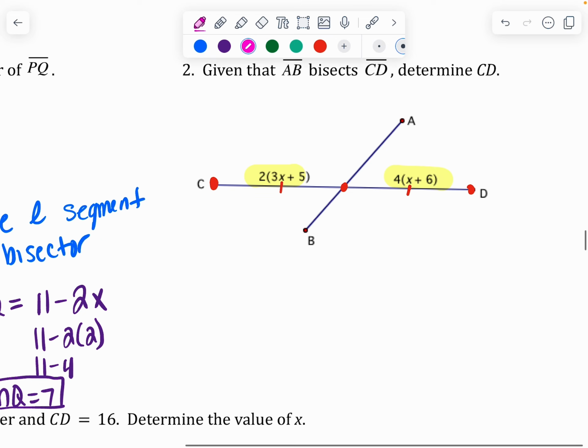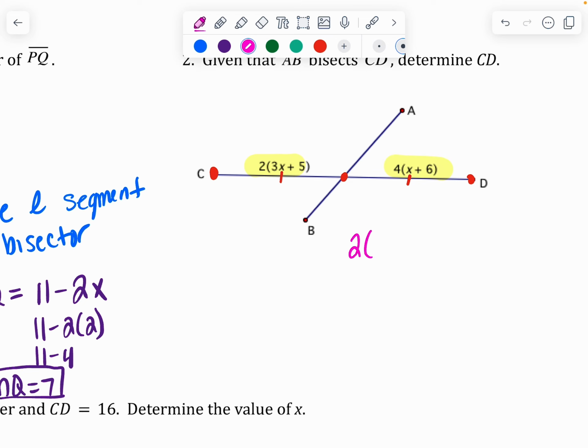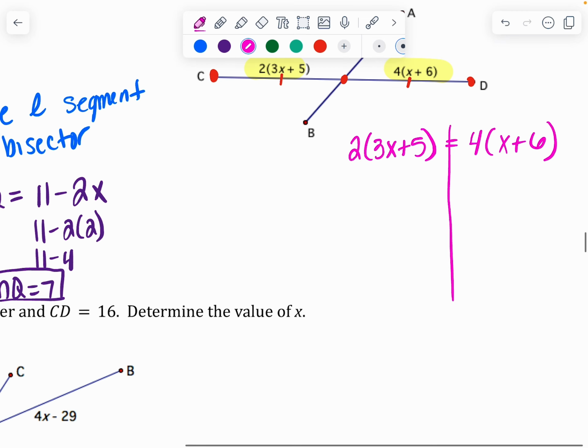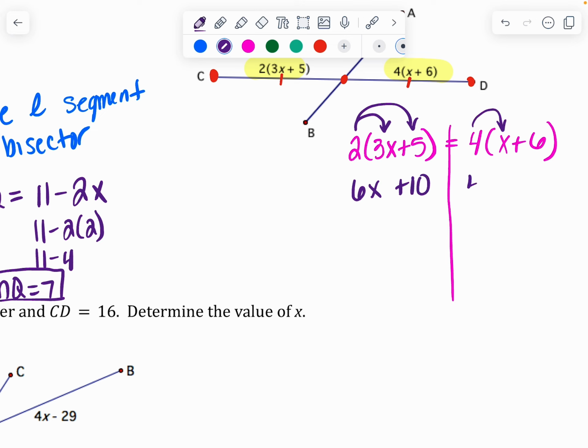So we can set this equal. So 2 times (3x + 5) is equal to 4 times (x + 6). So in this problem, we have a number in front of a parenthesis, so we need to do the distributive property first, which means the 2 multiplies into both. 2 times 3x is 6x, and 2 times 5 is 10. 4 times x is 4x. 4 times 6 is 24.